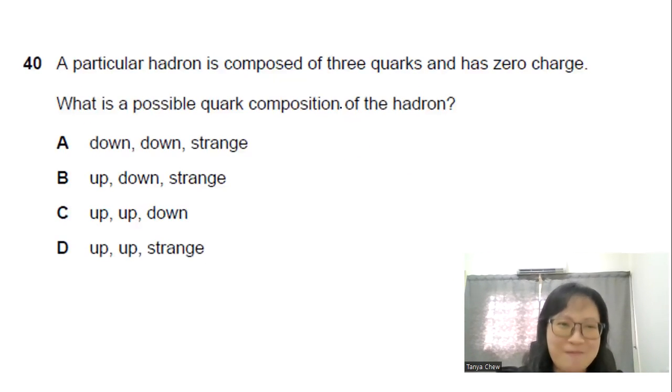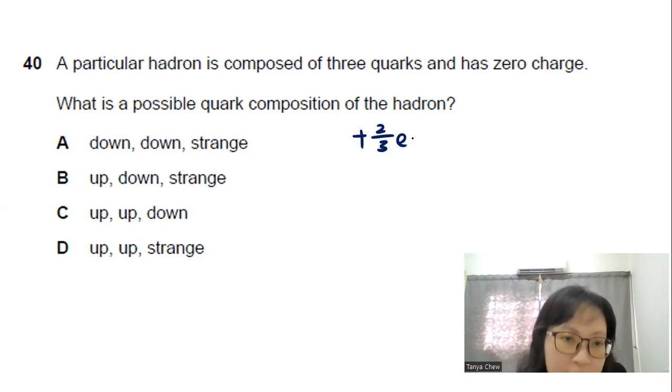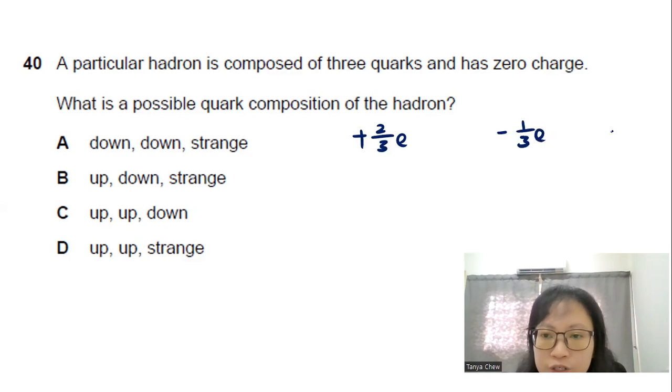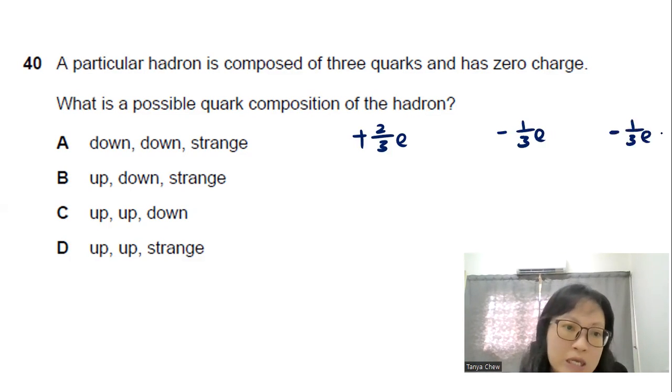Last question, a particular hadron is composed of 3 quarks and has 0 charge. What is a possible quark composition of the hadron? So the quark composition that is possible is up, down, and strange, because up is 2 over 3 e, down is negative 1 over 3 e, and the strange is also negative 1 over 3 e. So B is the answer.